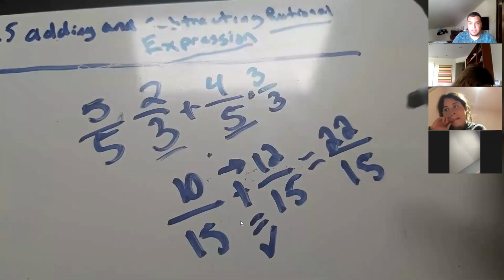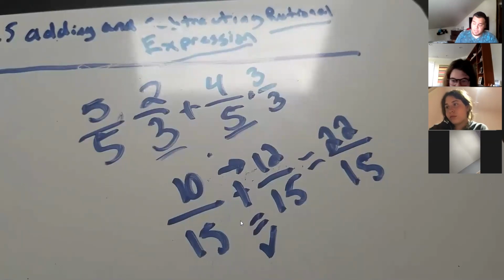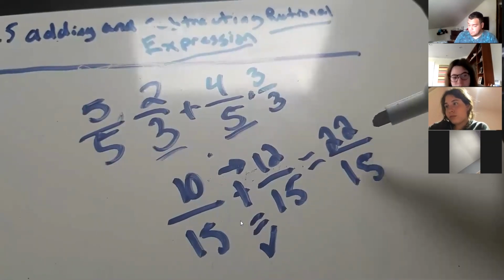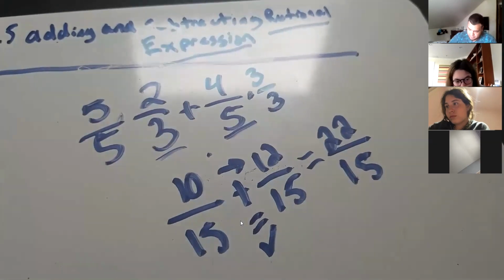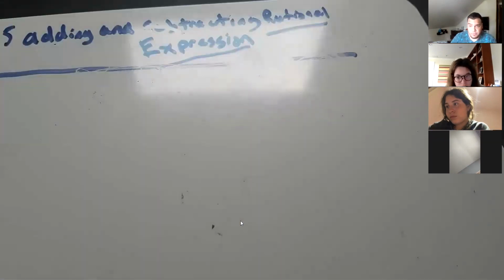The 15 stays exactly the same. Remember, only the top changed. And keep in mind, that's a little different from multiplication, because in multiplication we multiply straight through. Here, we're only adding the top part. Okay? So that's a reminder of how we add and subtract fractions. Now, a rational expression is a fraction with some variables, so we have to get through those.